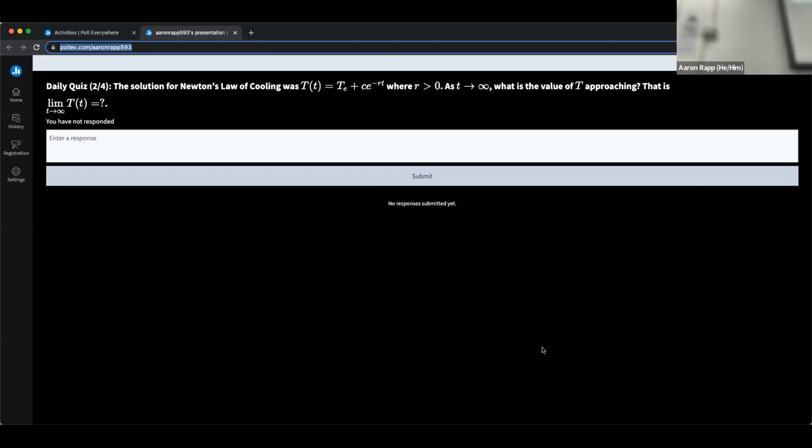This is what we talked about at the very end of class on Wednesday. So we have that the solution to Newton's law of cooling was this function right here. The temperature of the object over time, so capital T being the temperature of the object, was equal to the temperature of the environment plus some constant times e to the negative RT, where R was some positive value. What happens to the temperature of the object as time goes on, as T goes to infinity?